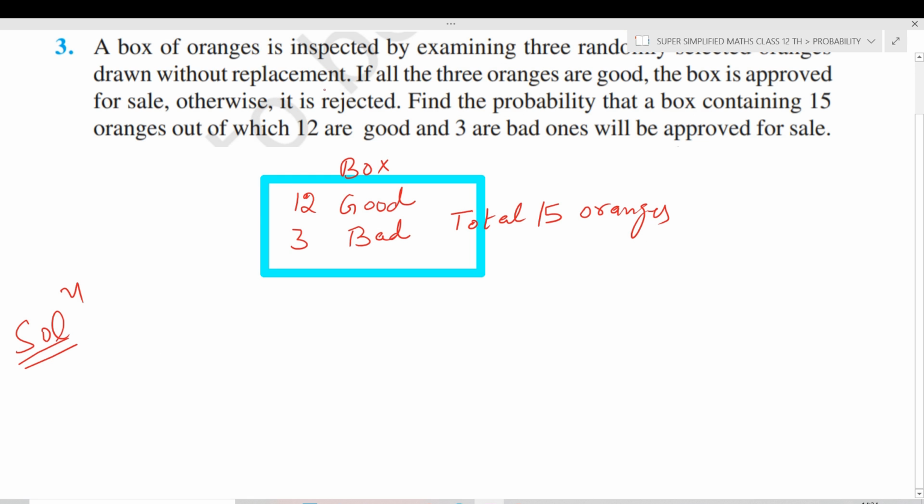So the random experiment is that from this box of oranges, which has 12 good and 3 bad oranges, you are taking out 3 oranges at random and examining them. If all the 3 oranges are good, then the box is approved for sale. Otherwise, it is rejected.